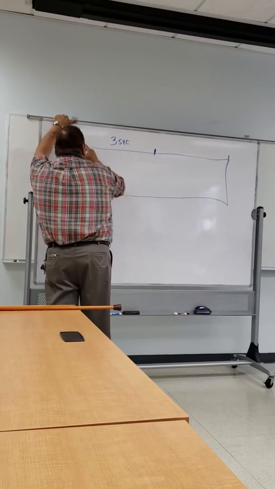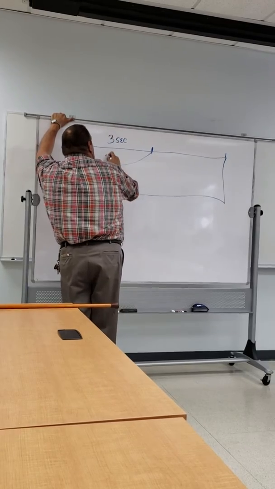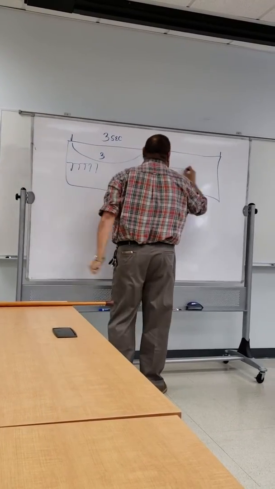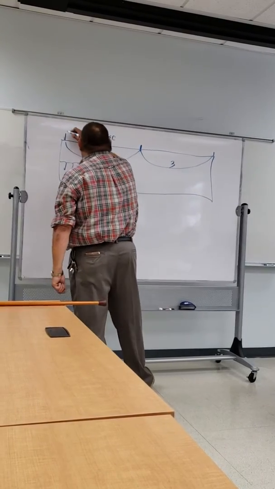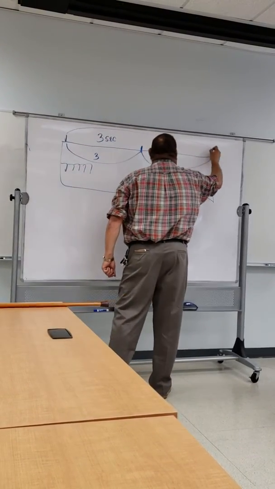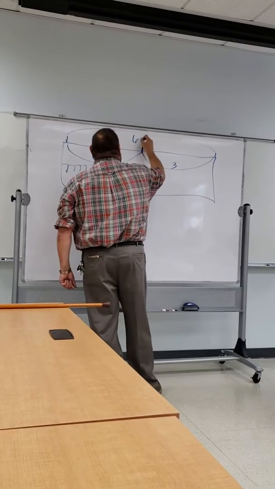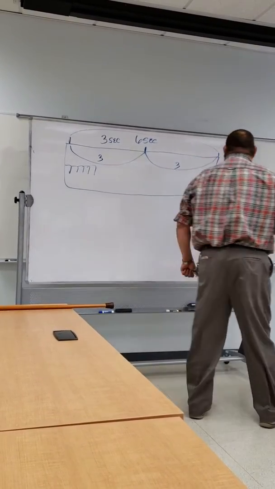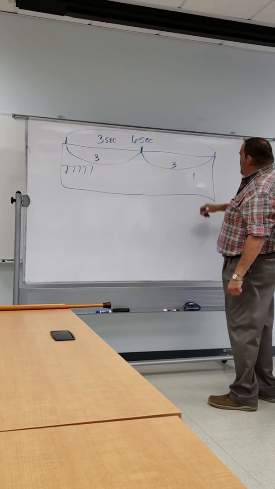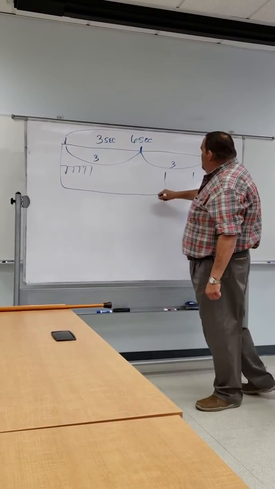Okay, so from here to here is 3 seconds. From here to here is 3 seconds. So that totals 6 seconds. It's important because now let's just say these right here are the QRSs. Okay?